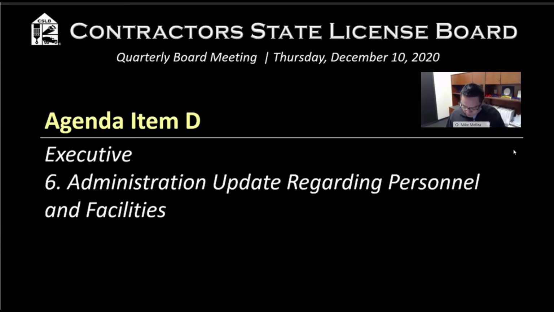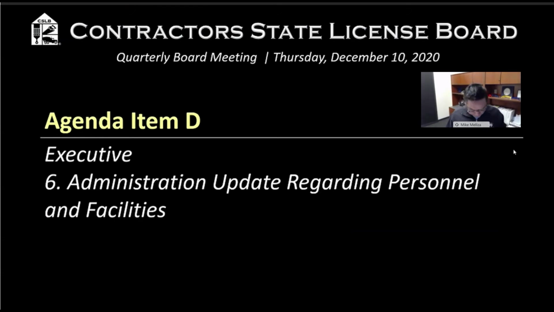We'll go back to the top of page 180 and look at our vacancies. So during the first quarter of fiscal year 2021, CSLB averaged 48 vacancies. The personnel unit continuously works with CSLB hiring managers and the Department of Consumer Affairs to identify and minimize any delays in recruitment for these key positions.